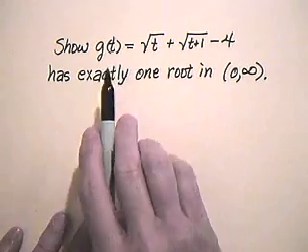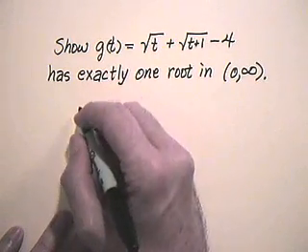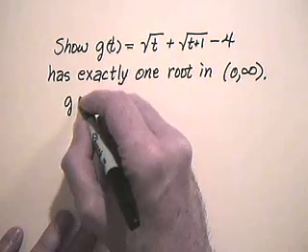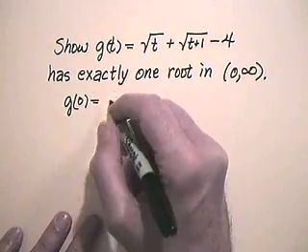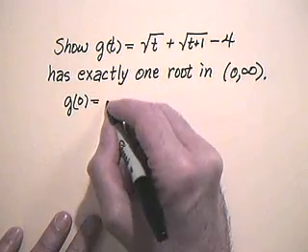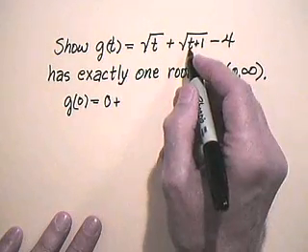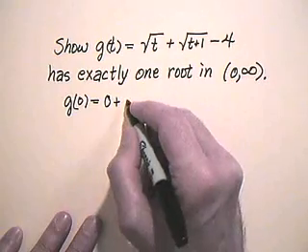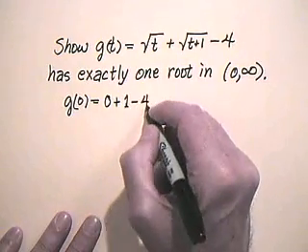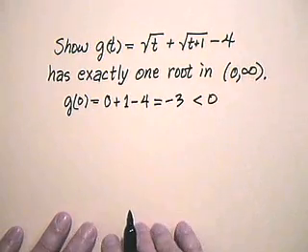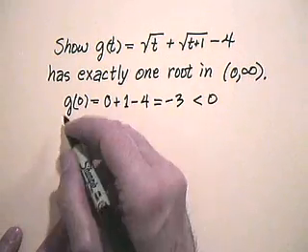And so consequently, I'm going to begin by looking at the value at 0. G of 0 is square root 0, which is 0, plus square root of 0 plus 1, that's just 1, minus 4 is -3, and that's, of course, less than 0.